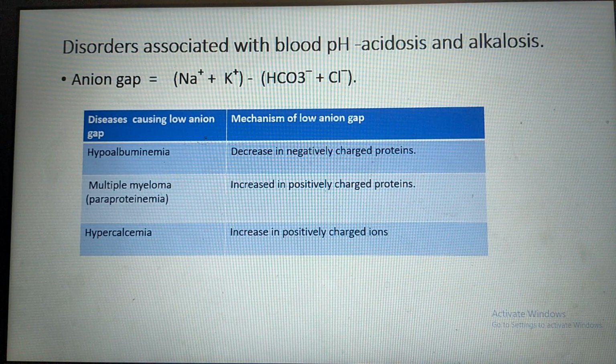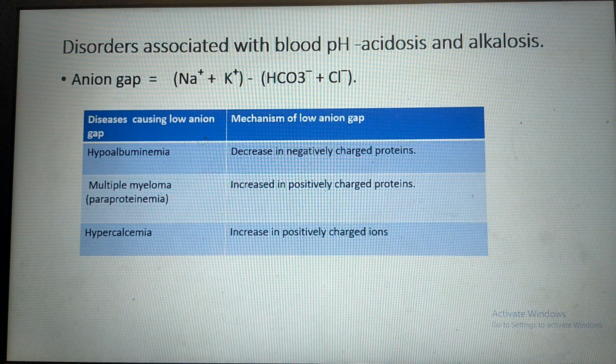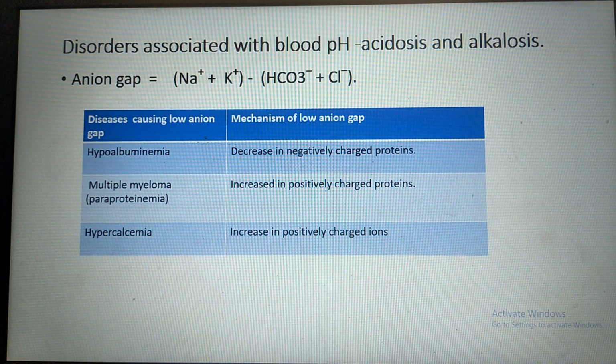Now coming to the causes of low anion gap. What is low anion gap? I have already explained to you. So in low anion gap, the causes are hypoalbuminemia, means decrease in plasma albumin. Why does it cause low anion gap? Because normally albumin has negative charge at pH 7.4. So if there is hypoalbuminemia, that means albumin level decreases, that means negative charge in the extracellular fluid decreases.